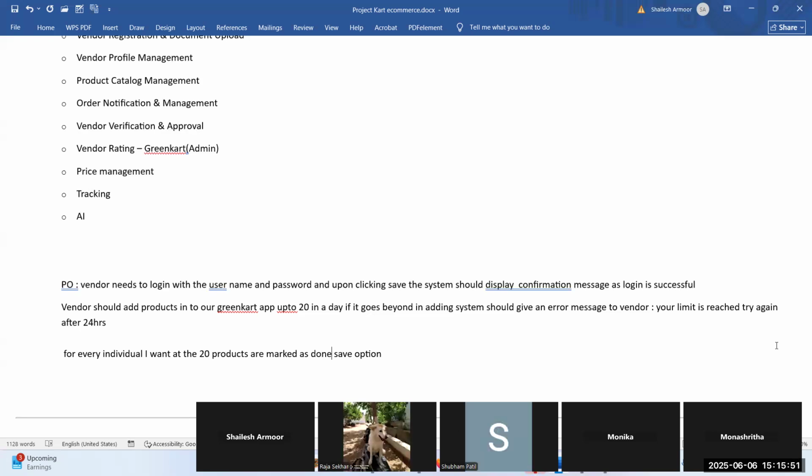And one more thing, Shailesh, you mentioned... Will it prevent them from adding further products, like a 21st, instead of showing an error? Will it stop just at the 20 itself? Okay, so once the 20 products are completed, will it show a limit message after 20 products instead of letting them add more than 20?